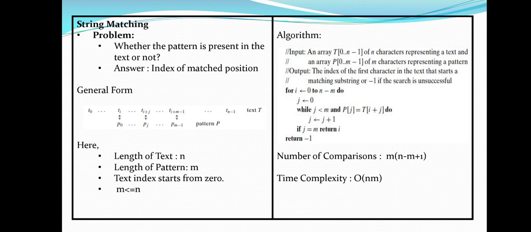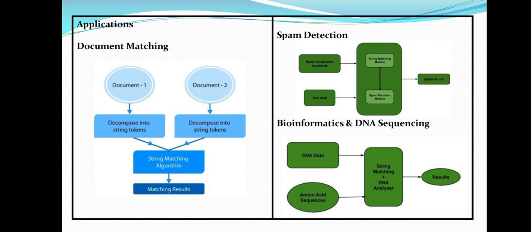String matching algorithms are useful in various applications. Here I have given some applications. First one is document matching. There are several documents, and we have to find the matching documents. Each document is decomposed into string tokens. Then the string tokens are compared between the two documents, and the matching result will be given as a document matching percentage, right? That will be useful to fetch the relevant documents.